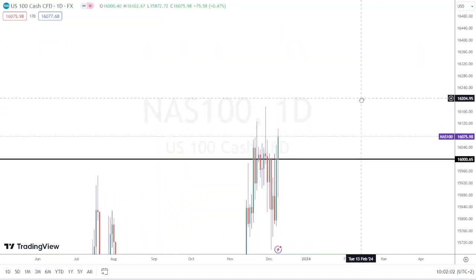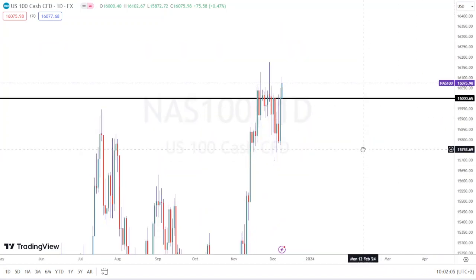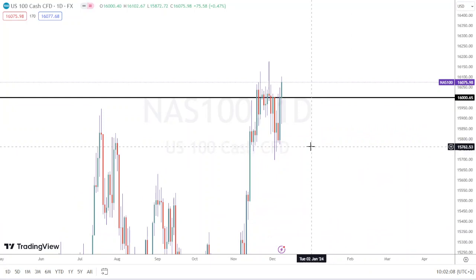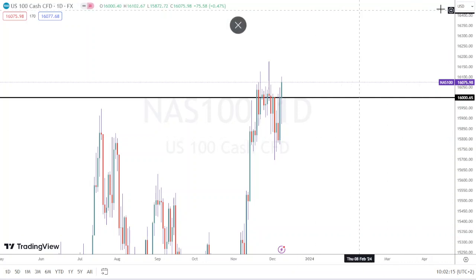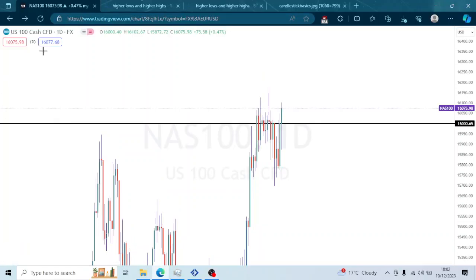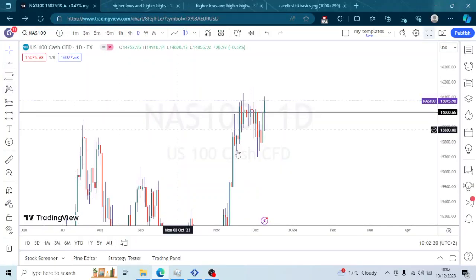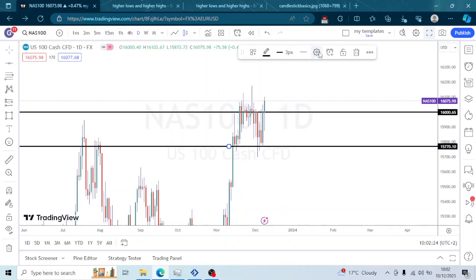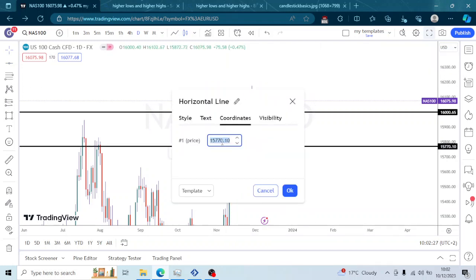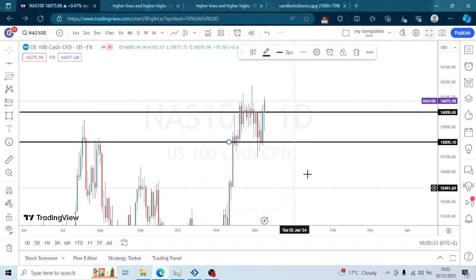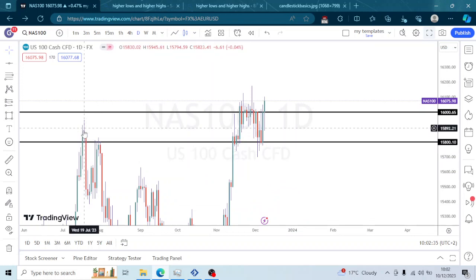The zeros and the 50s, right? 16,000 right here. And then 15,800. That's another one right there. Let's place them. Where there are zeros and 50s, it's investor psychological regions, right? 15,770, if you round it off to 15,800, investor psychological levels, right? Look at what happens there. Rejection, rejection, rejection, rejection there.